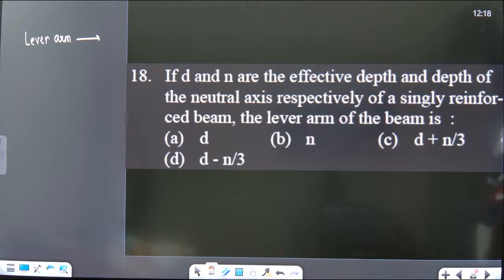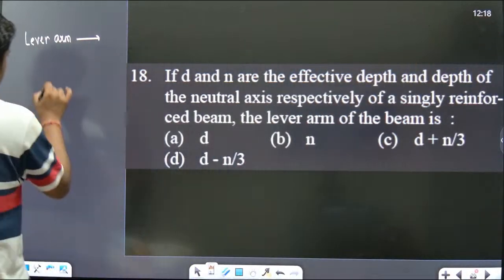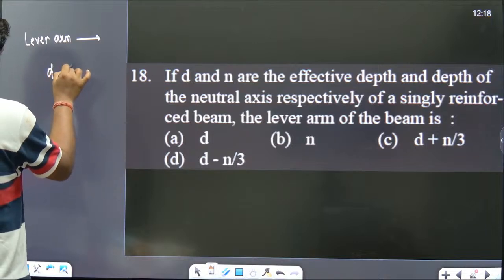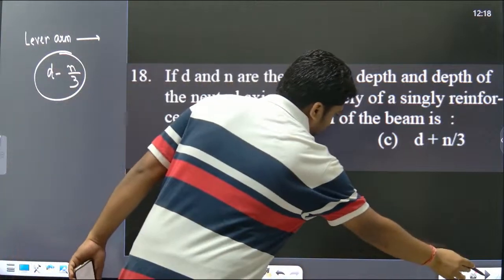Okay. Yes, very, very good. There is the standard value D minus X by 3, or D minus N by 3. Option D is the correct answer. Next question.